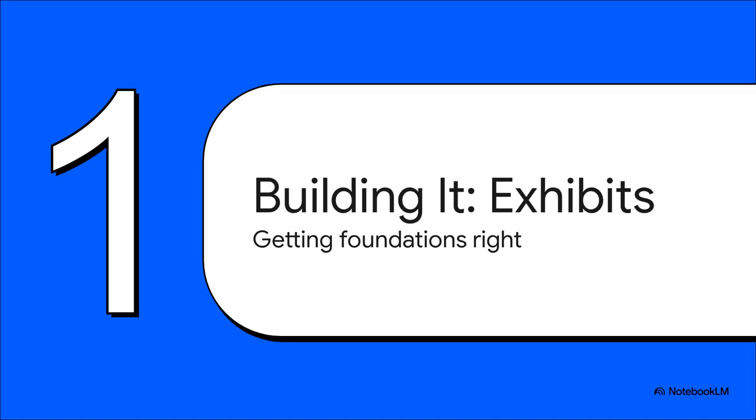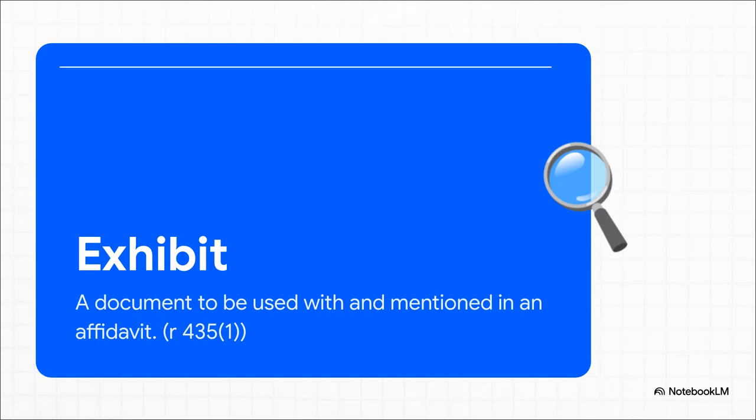And let me tell you, under Rule 435, getting these foundations right is completely non-negotiable. You know, the UCPR's definition seems pretty simple, right? An exhibit is just a document used with and mentioned in an affidavit. But don't let that fool you. The devil, as they say, is in the details that follow. And believe me, it's where junior practitioners get caught out all the time.